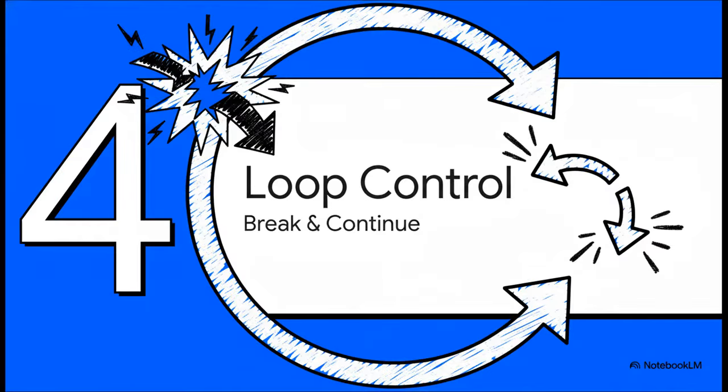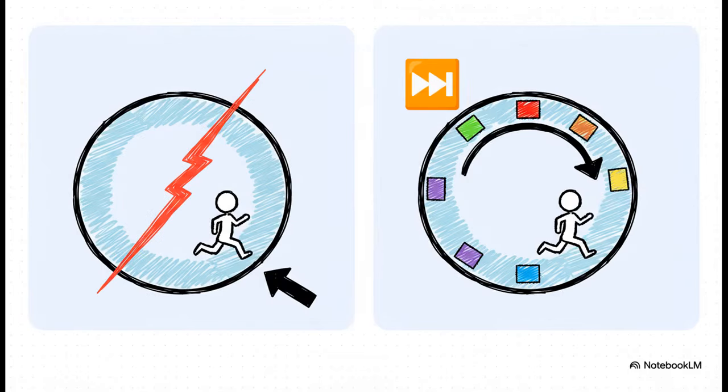Okay, so you have your loops running. But what if you want to be the boss? What if you want more control? Well, you have two special power-ups for that: break and continue. Break is like the emergency stop button. Imagine you're playing a game, and suddenly your mom calls you for dinner. Game over, right? You have to stop immediately. That's break. It kills the loop completely.